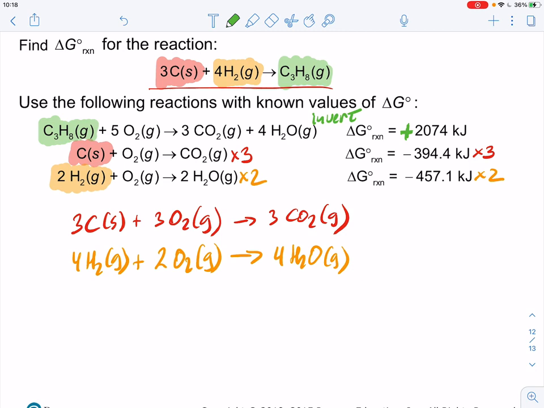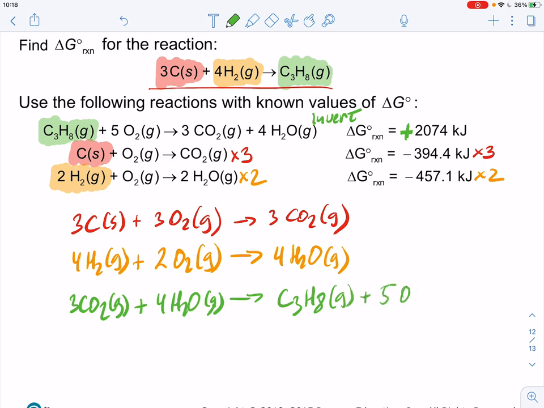And if you invert it, then you have to change the sign of the delta G. Okay? And if we rewrite this equation, all we did was to invert, so whatever was in the product side now is in the reactant side. So we have 3 CO2s and 4 waters, and you obtain C3H8 as a gas plus 5 oxygens.